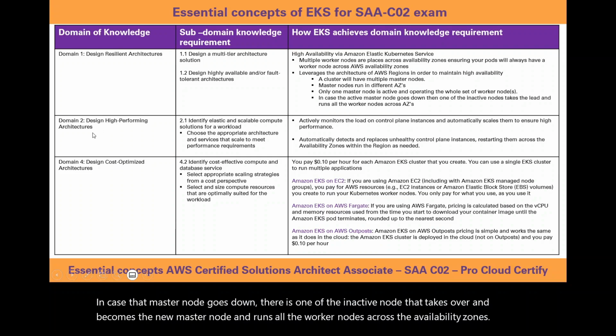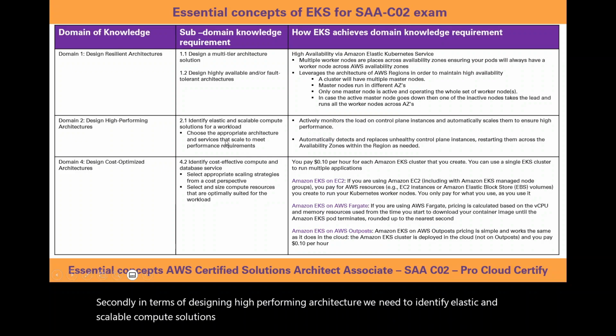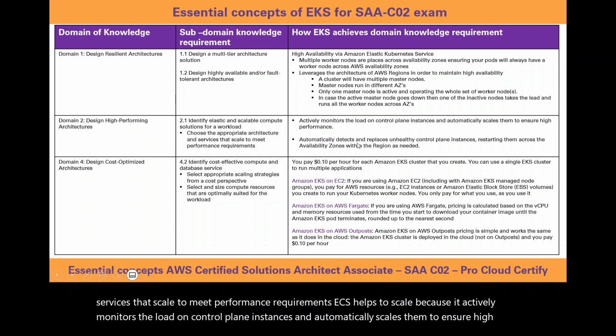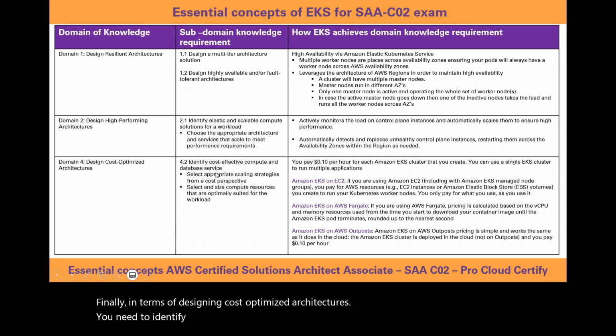Secondly, in terms of designing high-performing architecture, we need to identify elastic and scalable compute solutions for a workload, and choose appropriate architecture and services that scale to meet performance requirements. EKS helps to scale because it actively monitors the load on control plane instances and automatically scales them to ensure high performance. It automatically detects and replaces unhealthy control plane instances and restarts them across the availability zones within the region as needed.